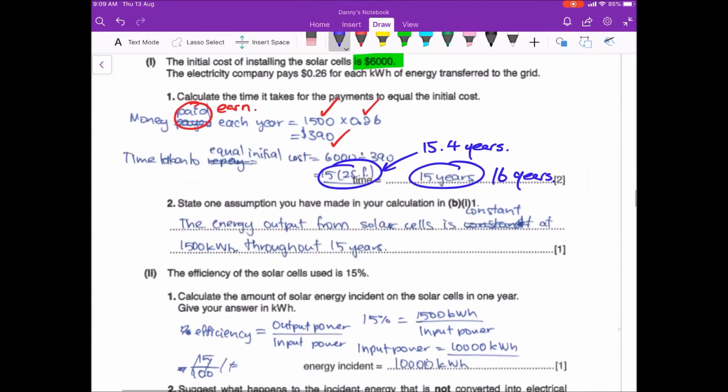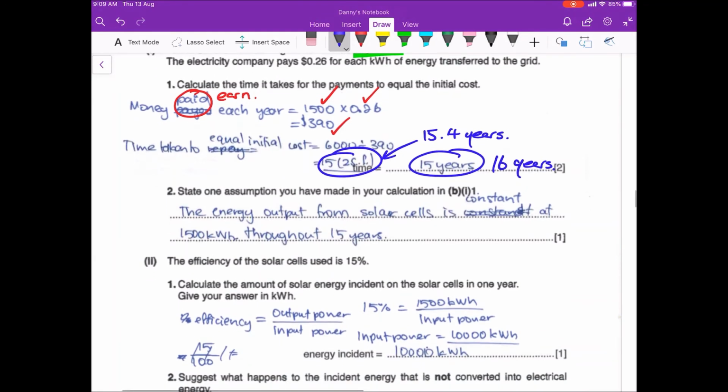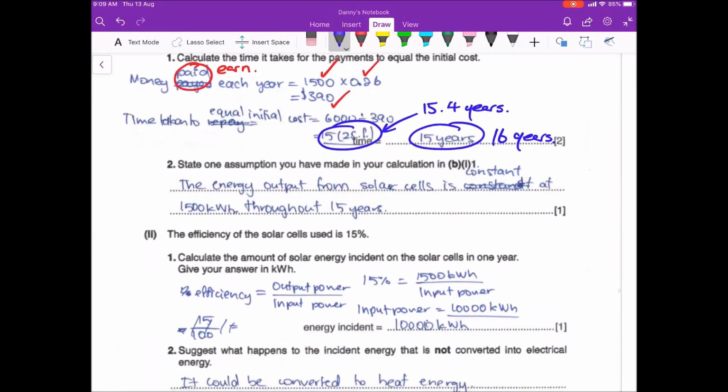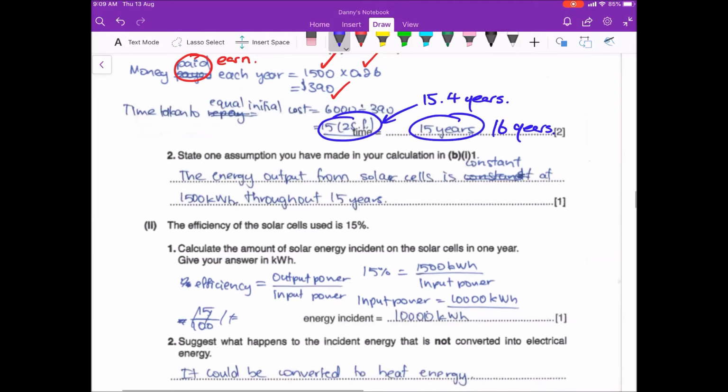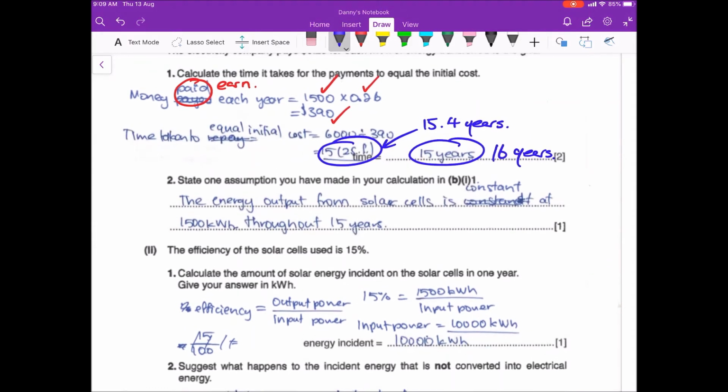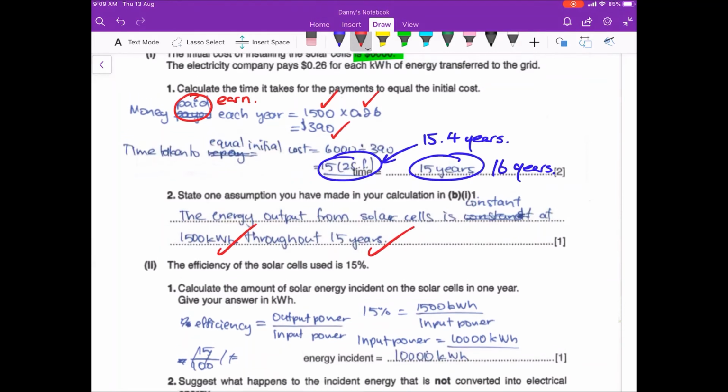Okay, so this has to do with your mathematic concepts. Anyway, I already mentioned that he is careless in this kind of thing. So you have to state one assumption. Energy output from the thing is constant, okay, correct. You are assuming that different years may have different energy input from the sun, and if you have different energy input, then your energy output will be affected.